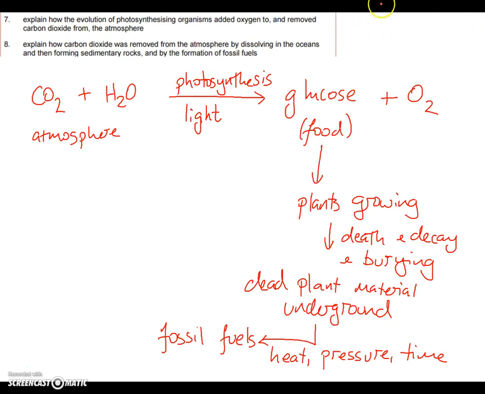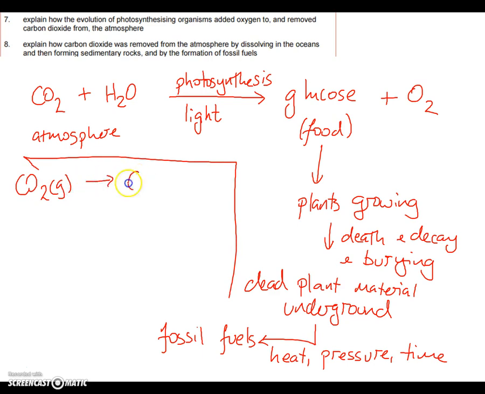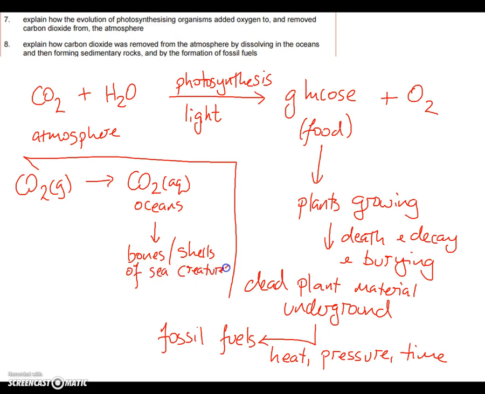The other way that it's talking about the carbon dioxide being removed from the atmosphere is if we've got carbon dioxide as a gas, if that dissolves into the oceans, then it's within the oceans, and then that can be absorbed into the bones and shells of sea creatures as carbonates. So calcium carbonate is the normal one.